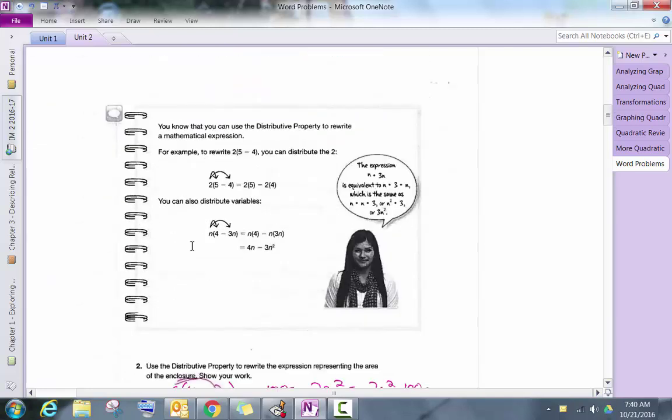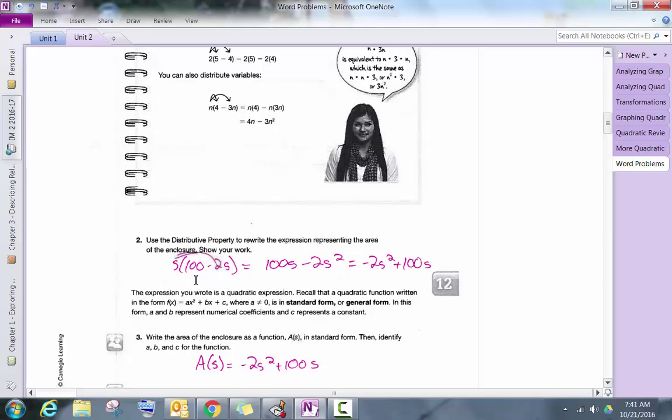So they tell us about the distributive property, not that we don't already know, but you can distribute over parentheses. So we're going to rewrite this equation, distributing the S in, so it's 100S minus 2S squared. And just so we put it in the form that we're used to, I'm going to put the negative 2S squared first plus 100S. Remember, this 100 is positive, the 2 is negative, so we make sure we have the signs to go with it.